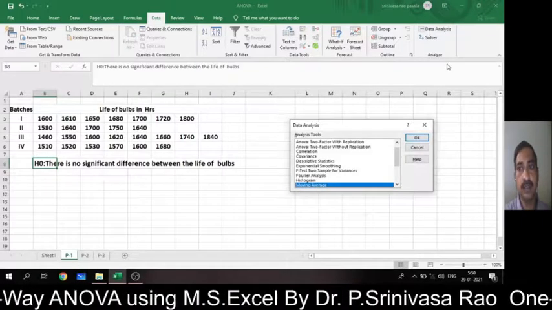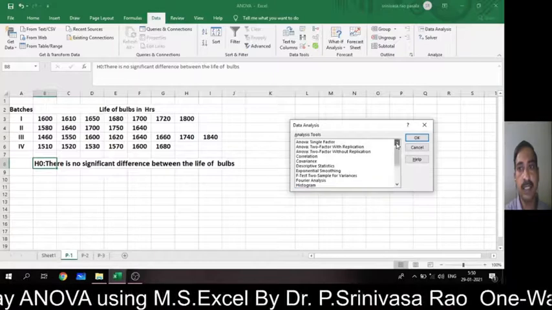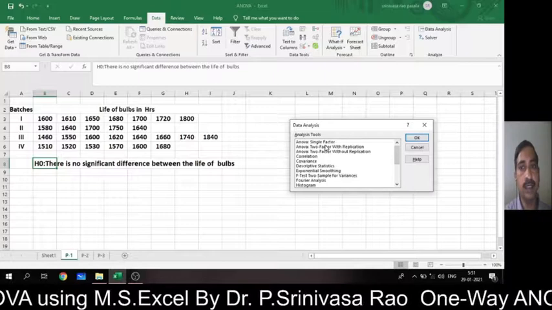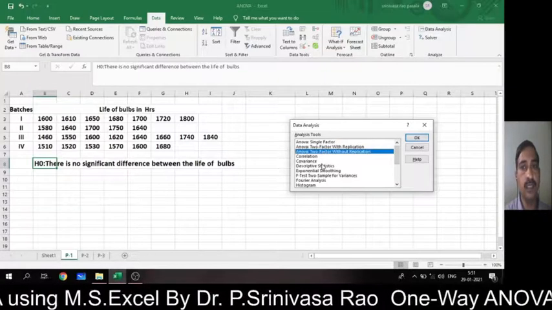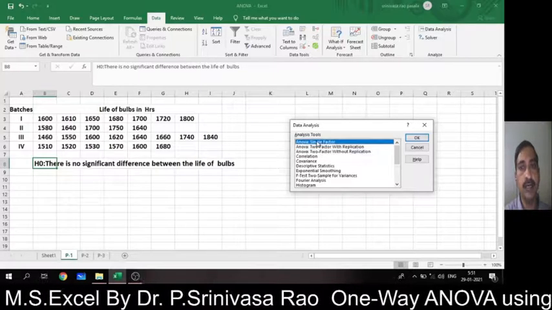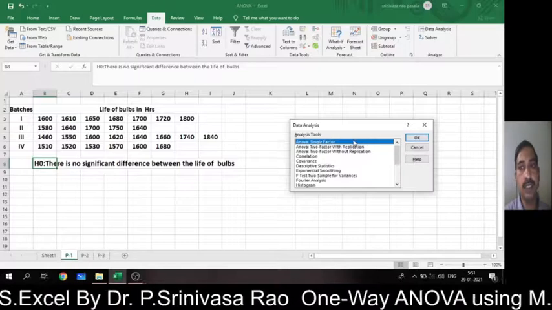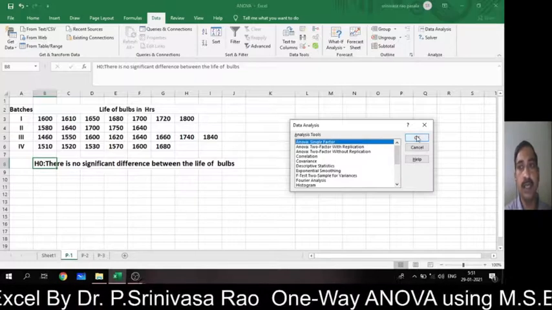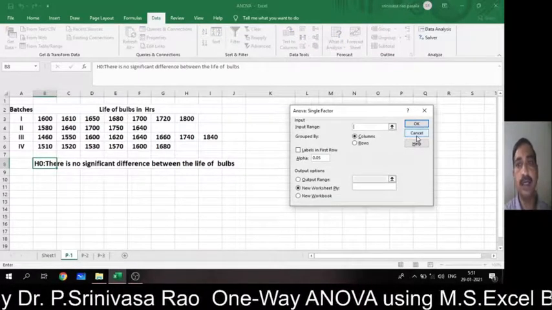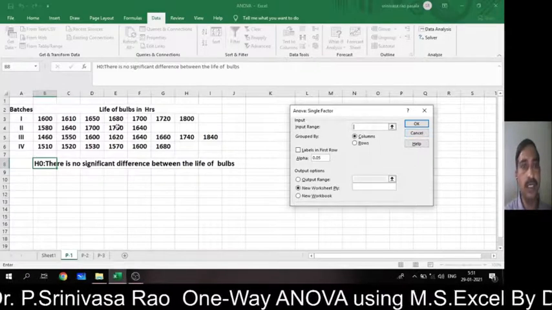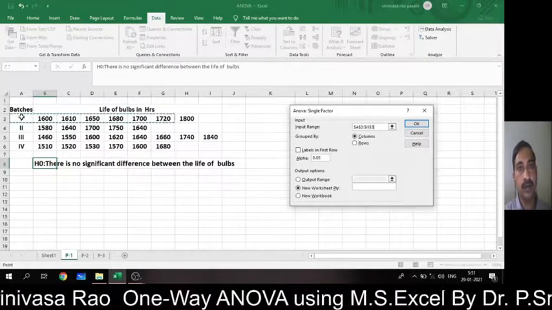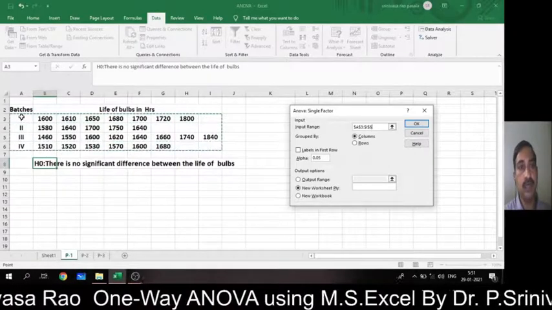If you observe, various statistical tools are available in this Data Analysis tool pack: ANOVA single factor, ANOVA two factor, correlation, covariance, descriptive statistics, and so on. We need only ANOVA single factor. Select ANOVA single factor and click OK. Then another pop-up box appears, asking what is the input range. Now you select the input range from batches to the end, like this.